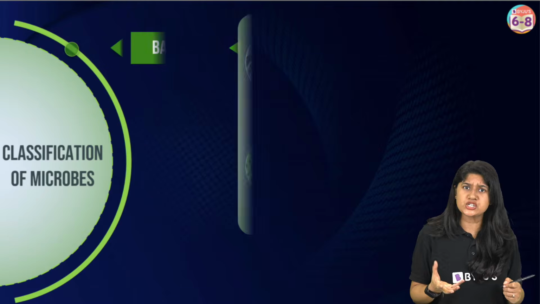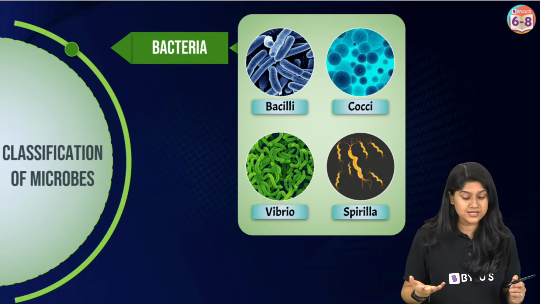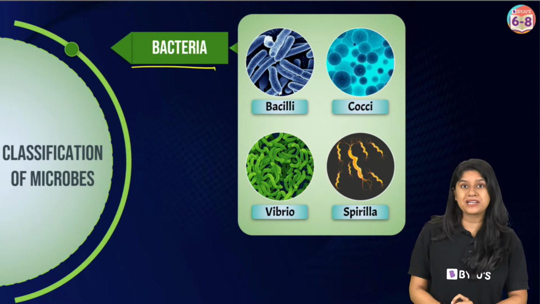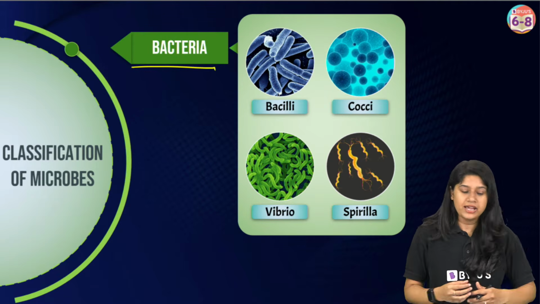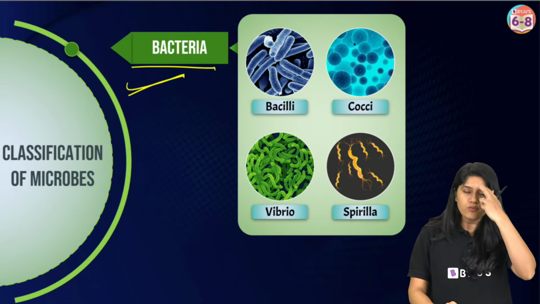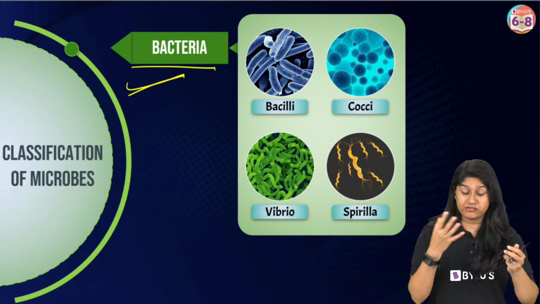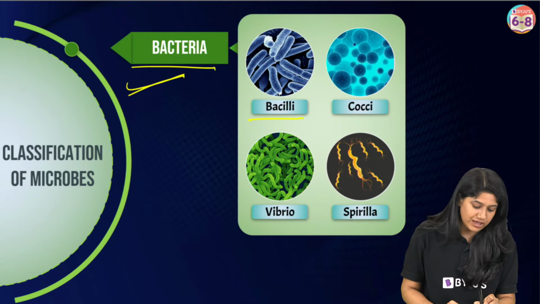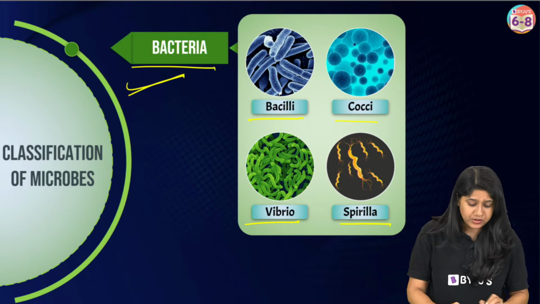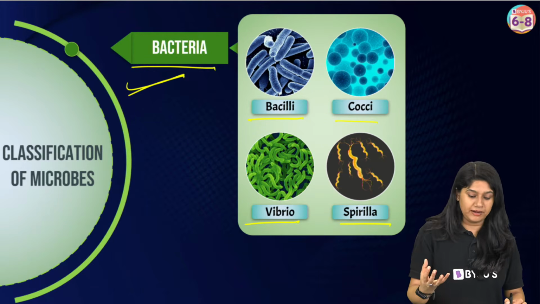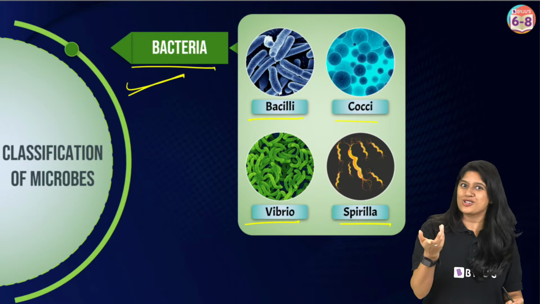So in the classification, we will be discussing the different types of microorganisms we have around us. The first one, of course, is the bacteria. Bacteria are everywhere, and they are very crucial for all of us. Bacteria are present in different shapes and sizes, so we have bacilli, cocci, vibrio, the comma shape, and then we have the spirilla. These are the different shapes of bacteria. One of the common ones I'm sure you all know is lactobacillus, which is also a bacteria.